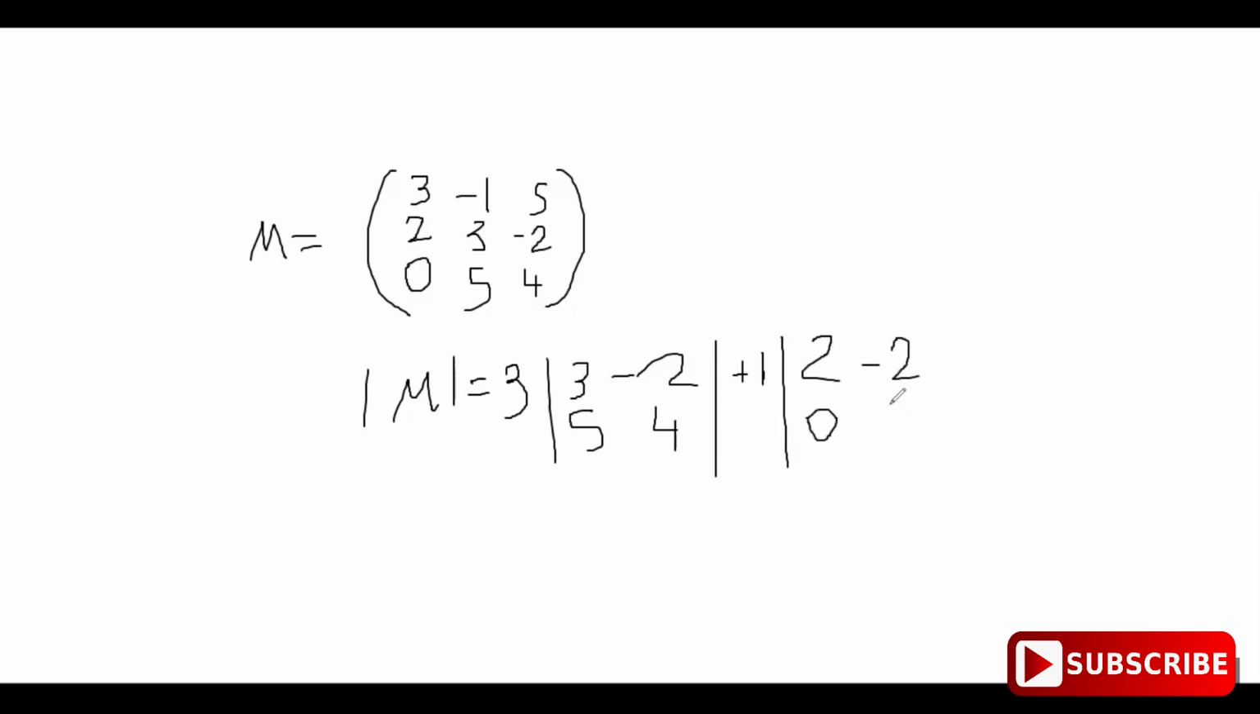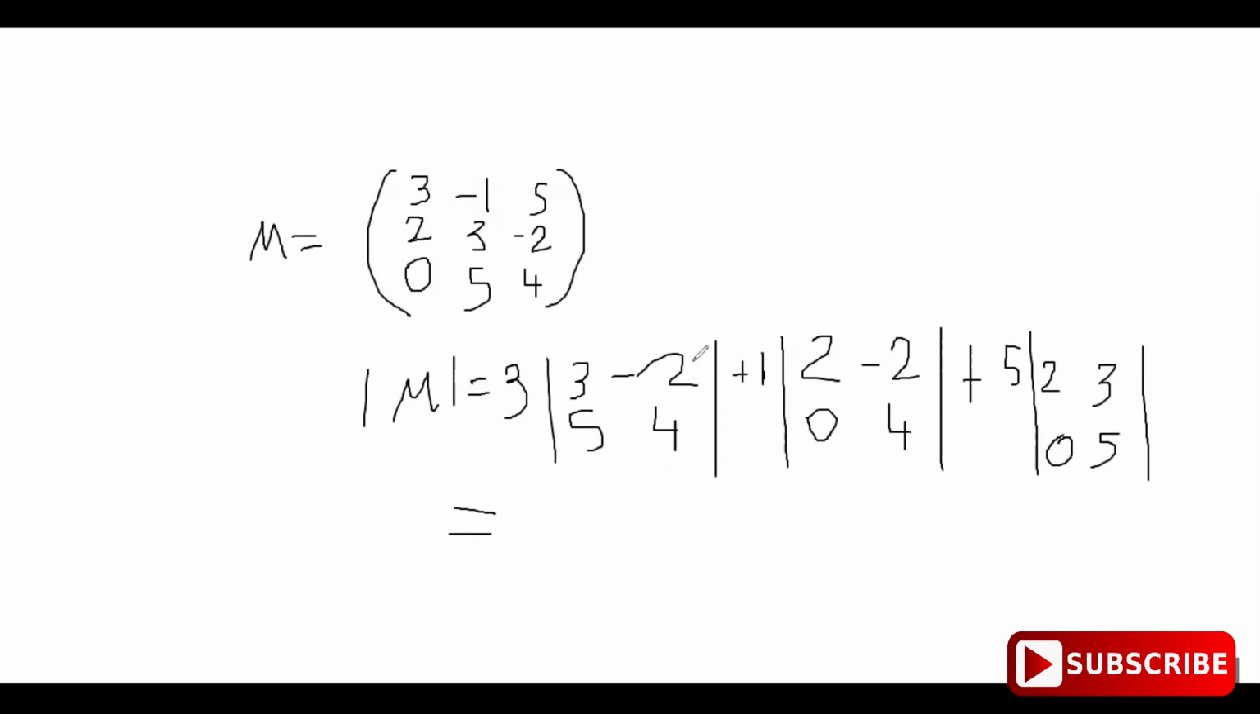0, 4, 2, I would use negative 2, 0, and 4, plus 5 times, plus 2, 3, 0, 5. I don't know why you guys wouldn't use the first column because it has a 0 that's done already.